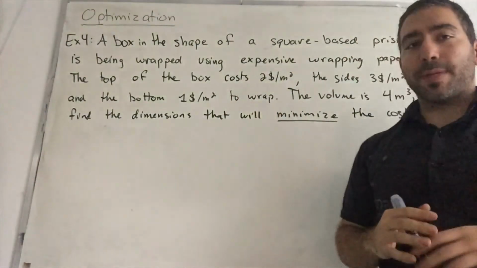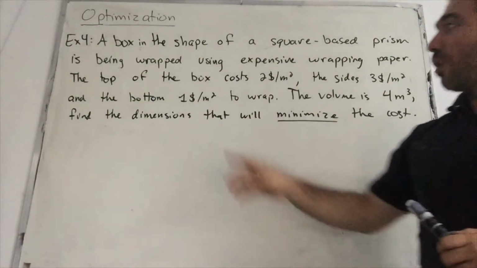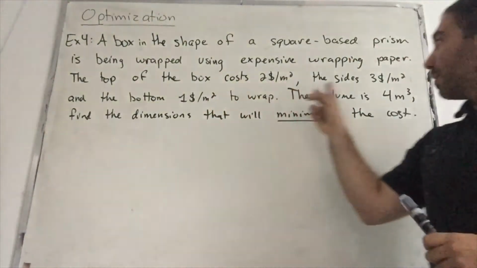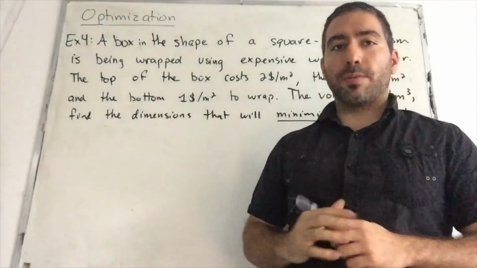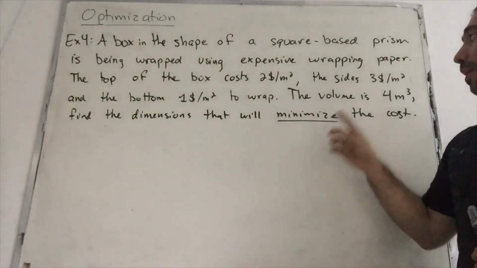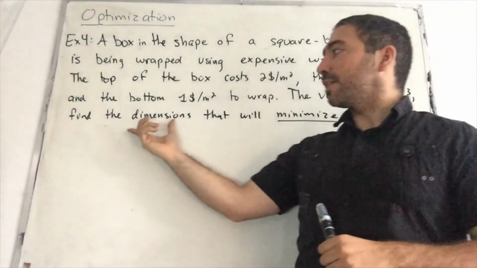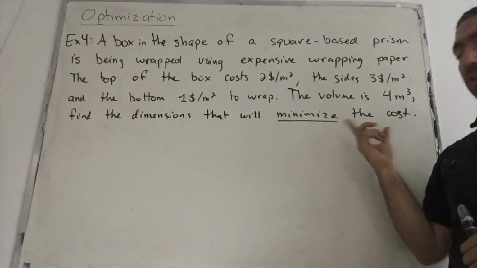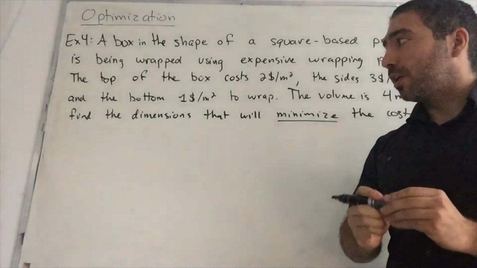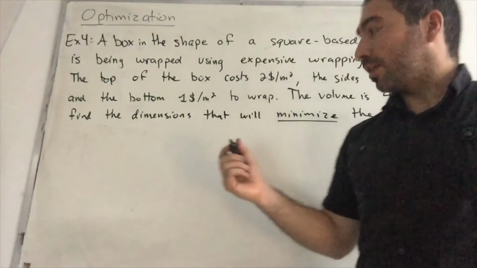So in this example here, we have a box in the shape of a square-based prism, which is being wrapped using expensive wrapping paper. So the top of the box costs $2 per meter squared, the sides cost $3 per meter squared, and the bottom costs $1 per meter squared to wrap. The volume is 4 meters cubed, and they asked us to find the dimensions that will minimize the cost to wrap this box. So let's begin by sketching our shape.